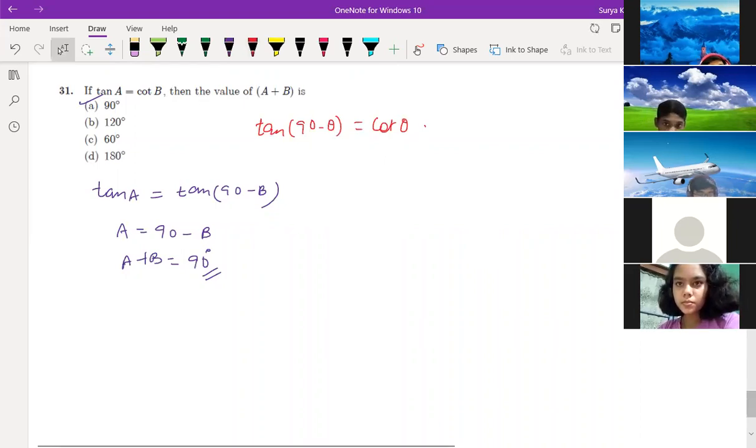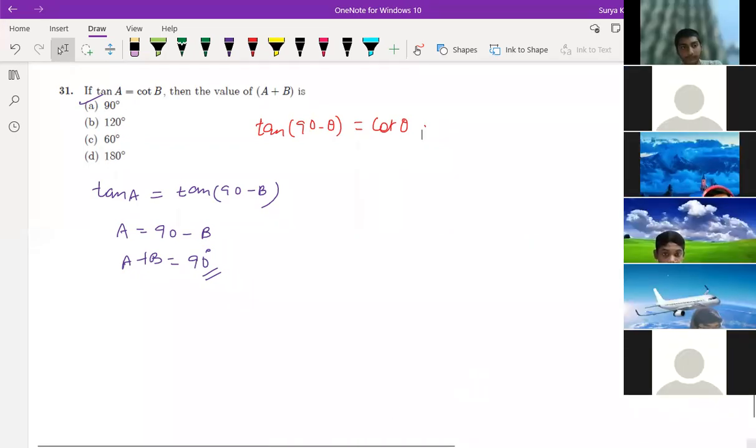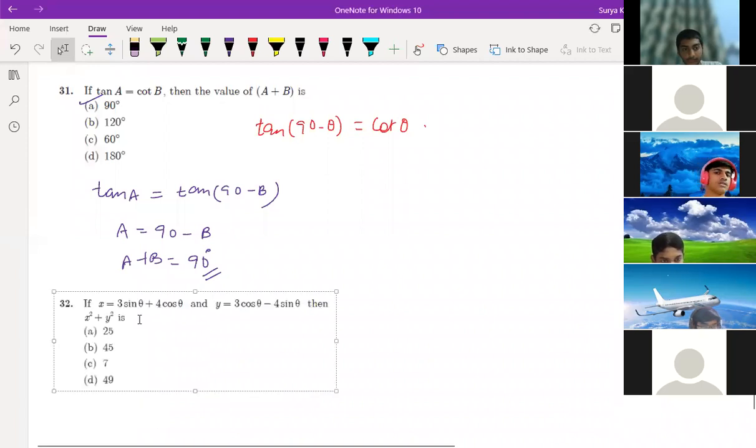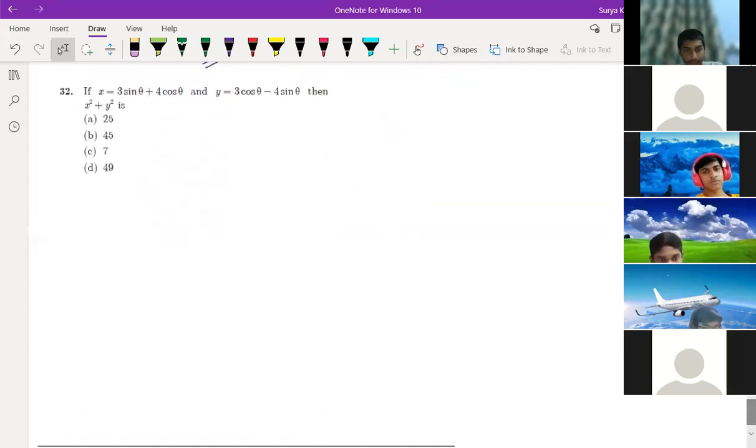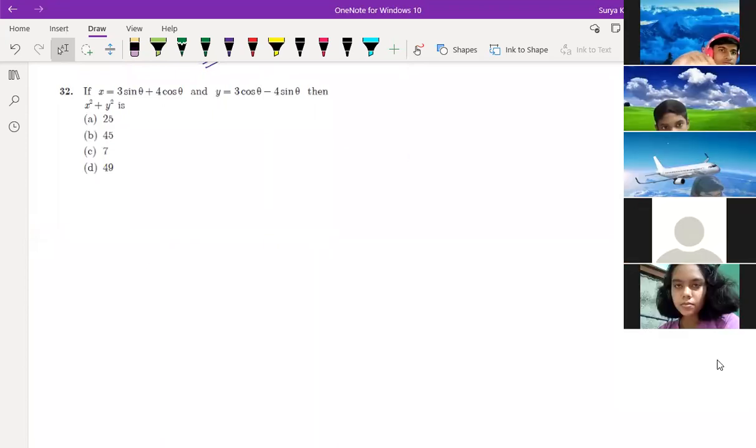All right. Next, Praharshan. Yes. So the next question is question number 32. X is equal to 3 sine theta plus 4 cos theta, and y is equal to 3 cos theta minus 4 sine theta. Then x square plus y square is equal to what?